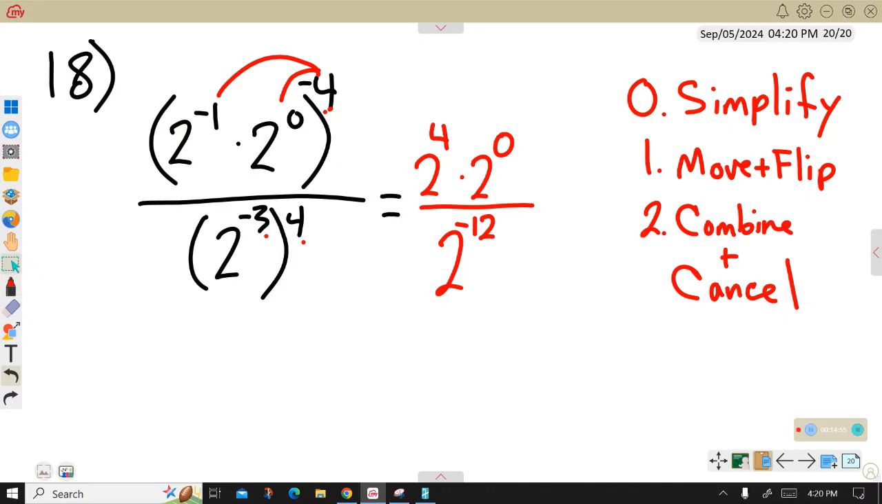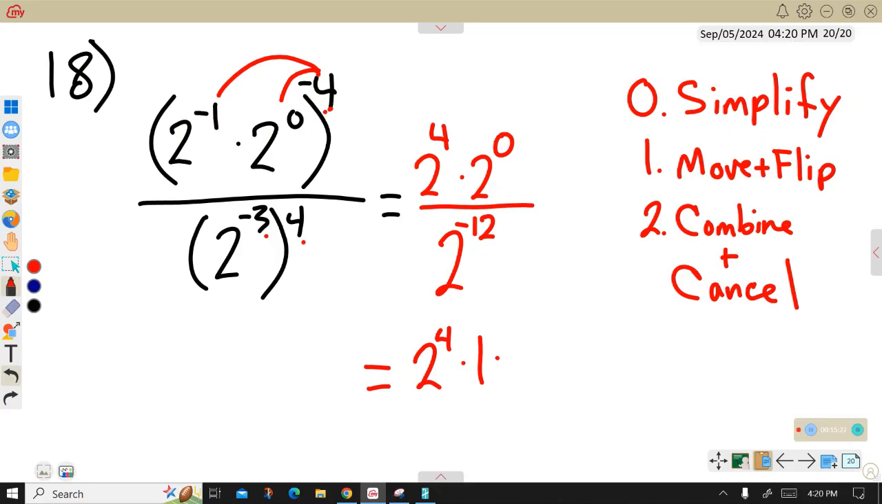Well, like we said, we've now simplified. So now we can take a look at moving and flipping. By move and flip, what I mean is that if a base has a negative exponent, you have to move that term to the other side of the fraction and make it positive. So on top, we have 2 times 4, and then 2 to the 0 is just 1. Anything to the 0 power is 1.